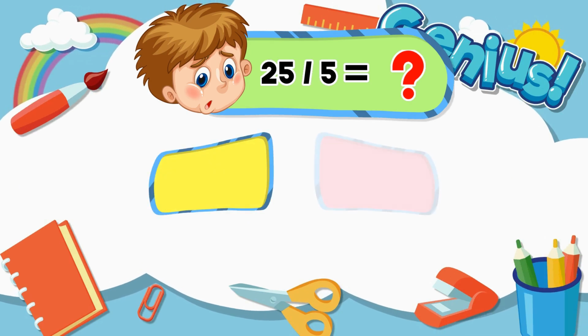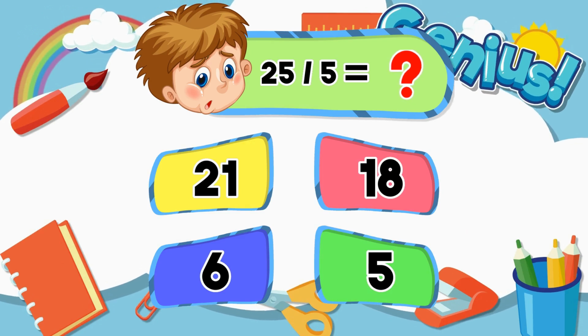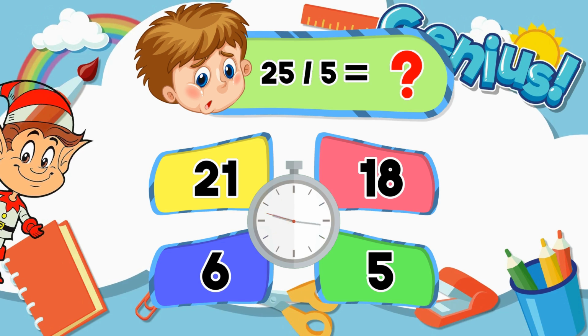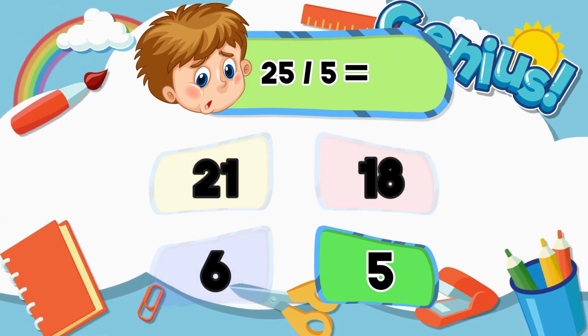What is 25 divided by 5? 21. 18. 6. 5. 5.